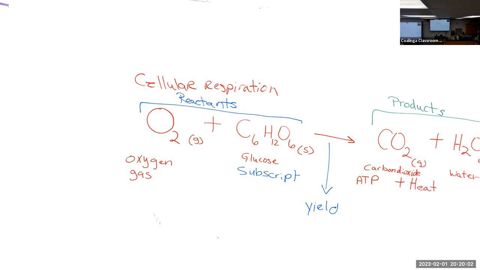We'll talk about that in a minute, because plants do the reverse of this, right? They actually use carbon dioxide and water to make glucose and oxygen. That's called photosynthesis. So that's the reverse of this reaction. In that case, it's using carbon dioxide, not just carbon, not just hydrogen, but carbon dioxide and water. That makes sense.